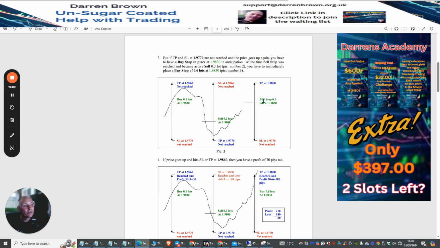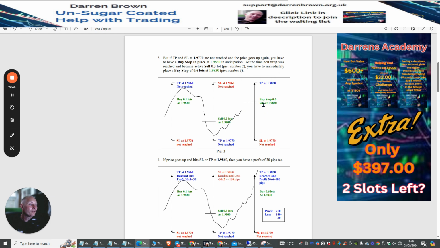1.9830. See how the buy stop has now been increased to 0.6 instead of 0.3, because this one here, which was a buy, okay, hasn't been triggered. It's come down to the sell. Okay, so even though we're into this profit, we haven't hit a take profit, so we're now in the red because we're at 0.3 lots.